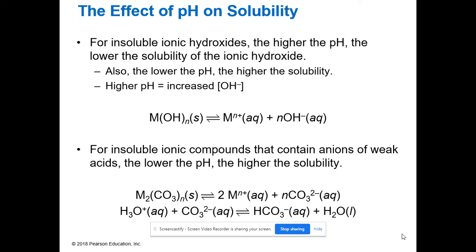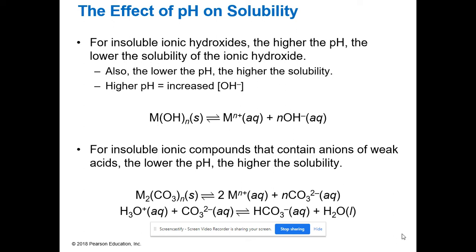Therefore, it is going to lower the solubility of the ionic hydroxide. So we have some soluble ionic hydroxide that is able to dissolve in solution. What's going to happen is our insoluble ionic hydroxide would have a lower solubility. Also, if we have a very low pH, the lower pH we go, the higher our solubility will be, because it will want to dissolve our hydroxide that has our high pH.